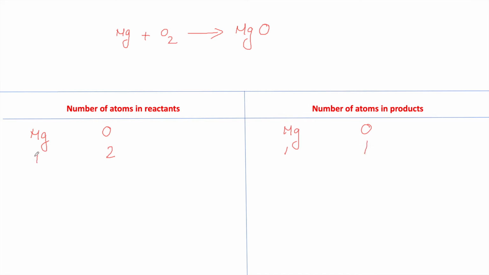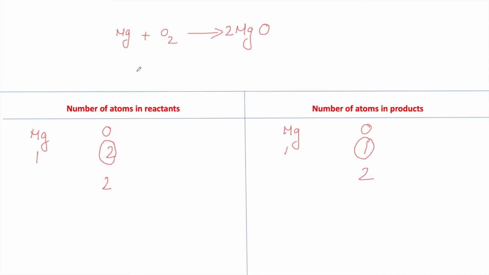Here magnesium is balanced, but oxygen here is 2, and here it's 1. So we should balance the oxygen atoms. To balance the oxygen atoms, I can change either the reactant side or the product side. That is not particular. But always we can only increase the number of atoms. We cannot decrease while balancing. So here it's 2, here it's 1. So I will increase the oxygen atom number here by keeping a 2 here. Now the oxygen is 2, oxygen is 2.